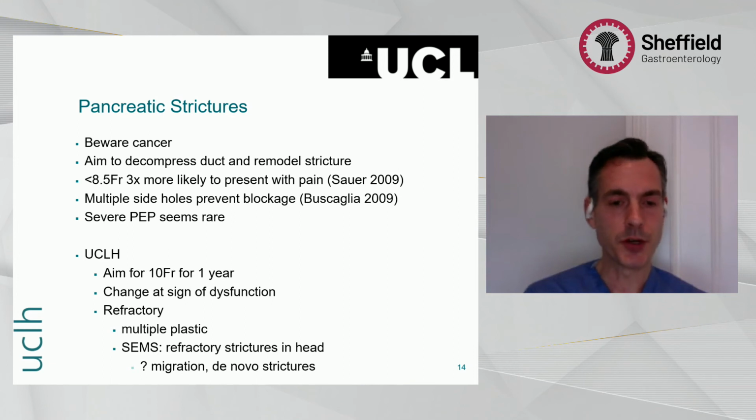And if that stricture proves refractory, there's probably better randomized evidence to use multiple plastic stents, as used to be the case in the bile duct, although there is emerging evidence on the use of self-expanding metal stents, and we would probably reserve these for refractory strictures in the head. Although there's a bit of concern if you actually do peruse the data that these tend to migrate, and proximal migration is a problem, as well as developing de novo strictures due to their radial force. So I think SEMS is not quite so convincing as we would expect by now.